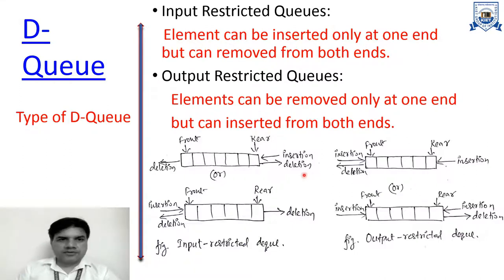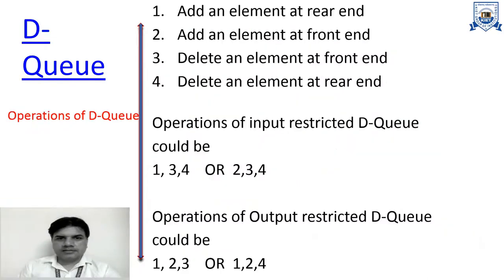So this was about the types of double-ended queue. Let us move next. What are the operations? Already briefed, the two normal operations that we were doing on queues are insertion from rear and deletion from front. In addition to that, we can also delete an element from rear and we can also add an element from front. Depending on the type of queue, out of these 4 options of operations available, we can perform 3 operations depending on the type of double-ended queue. If we are talking of an input restricted deque, then we can have operation number 1, that is addition of an element at rear end, or 3, delete an element at front end, and 4, delete an element at rear end. 1, 3, 4, why? Because it is input restricted.